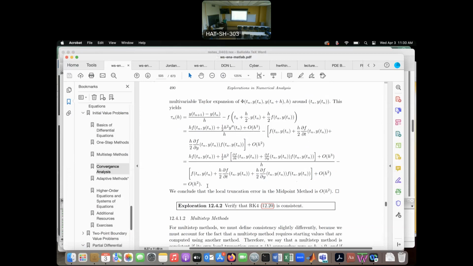So in general, you have your framework for your one-step method. You determine your function phi. You multivariable Taylor expand phi, and you Taylor expand y of t n plus 1. And then between those two Taylor expansions, cancel whatever you can. And voila, that's your order of accuracy. So, questions about how order of accuracy was determined in this case?